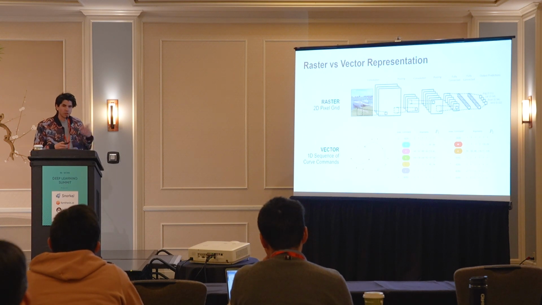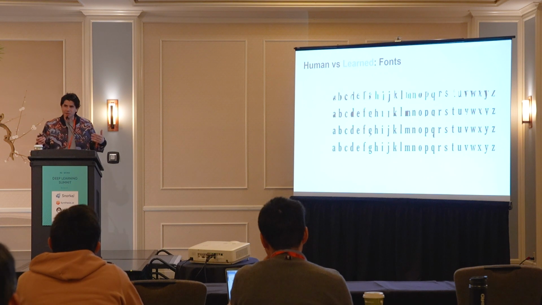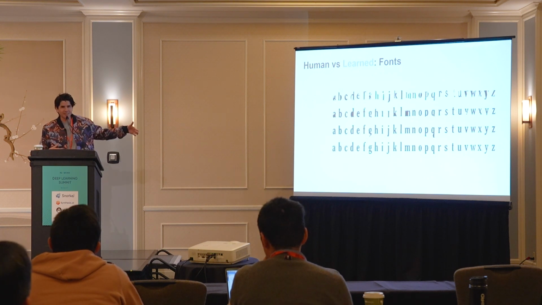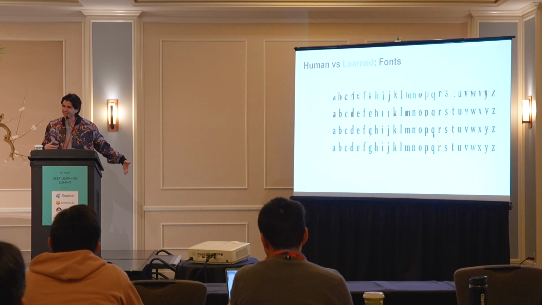So I want to show some of the work that's been going on in the research community in this area. I think I'll start with a little bit of a Turing test here. These are 4 different fonts. One of them is made by a human, and the other 3 are generated by machine learning models. Does anyone want to guess which one was made by a human?